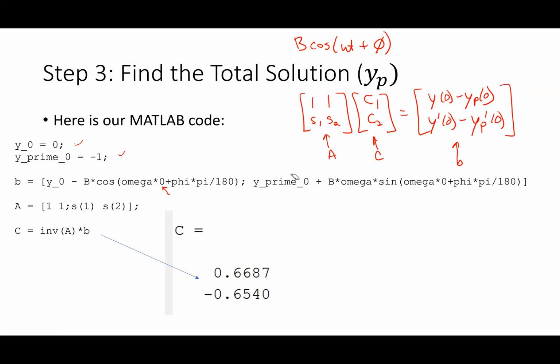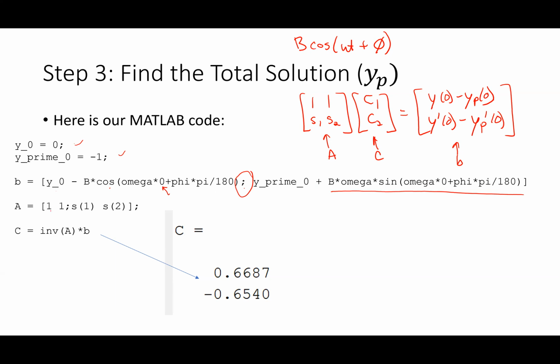So if you look at this, you should see that this is the expression for the derivative evaluated at t equal to 0. Now, notice y of 0 minus yp of 0. Then I put a semicolon to go to a new line in this b vector. So y underscore prime underscore 0 plus the derivative of the particular solution. Key thing here is I separate those two things by a semicolon to get two different rows.